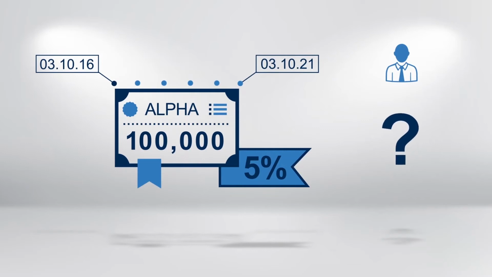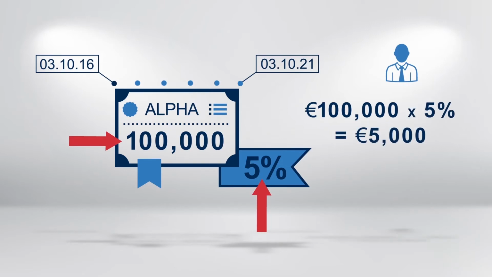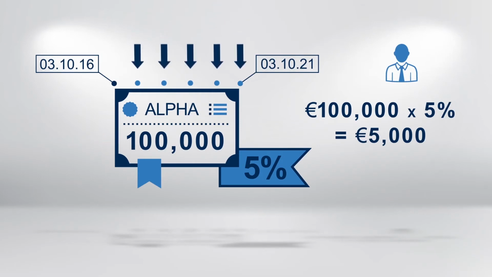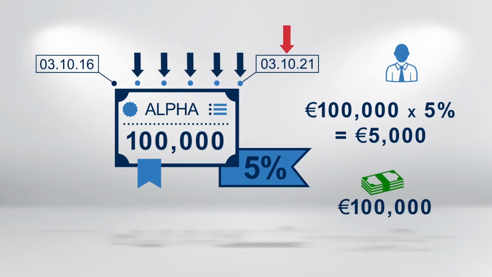So how much will we receive each year? This is also easy to calculate. It's simply the face value of the bond times the coupon amount. In this case, it will be €100,000 times 5%, which is €5,000. We'll receive this amount every year on the 3rd of October, until the bond matures on the 3rd of October 2021, when we will receive the last coupon, and also our €100,000 initial investment will be returned. Once again, if the bond had a semi-annual coupon, we would receive €2,500 in April and €2,500 in October.